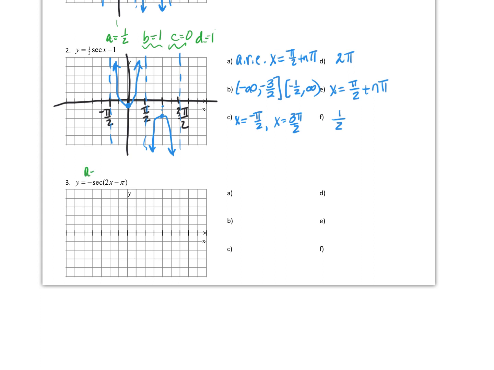Okay, look at this. A is -1, B is 2, C is pi, D is 0. So this time we do have something after this secant that we need to set equal to our asymptotes. So let's do a little thinking here. 2x minus pi equals -pi/2. All right, so let's do some solving. If I add the pi, it's 2pi/2. That's going to give me 2x equals what? Back to positive pi/2. I want to get rid of that 2, so I'm going to multiply by 1/2. And that's going to give me an asymptote of pi/4.